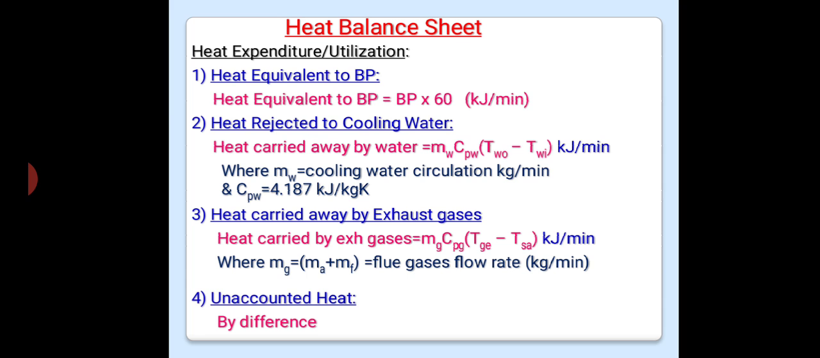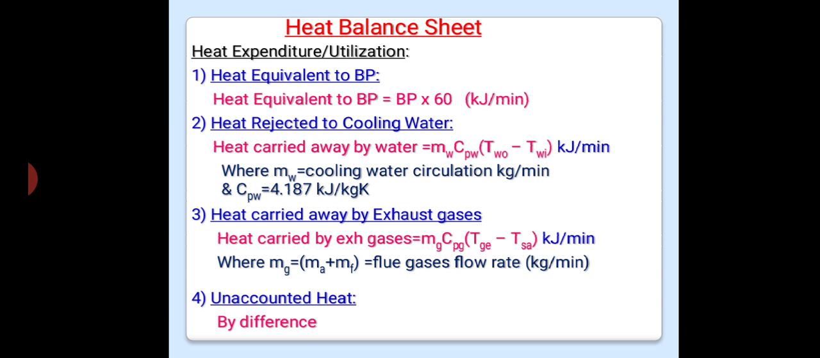Heat equivalent to BP is equal to BP into 60, in terms of kilojoule per minute. Heat rejected to cooling water: heat carried away by cooling water per minute is calculated by MW into CPW into (TWO minus TWI), where MW is the mass of cooling water circulated in kg per minute, and CPW is the specific heat of water, which we can take as 4.187 kilojoule per kg Kelvin for calculation purposes.